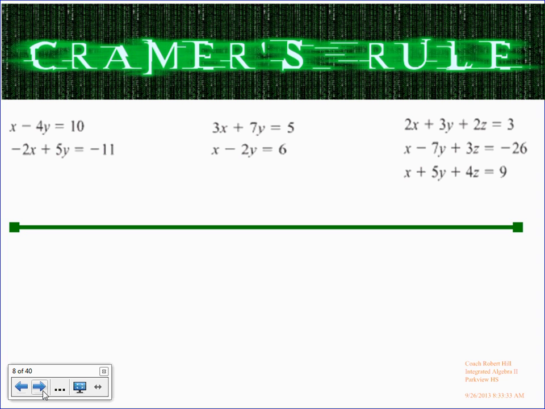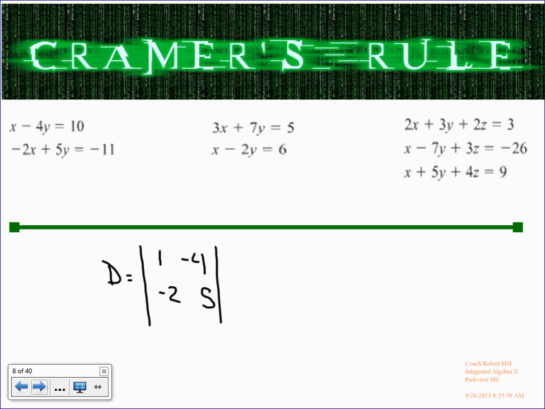When you do Cramer's rule, to do it, there's 3 matrices you have to set up. The first matrix you have to set up is a denominator matrix, and you get that from your coefficients. So what would that be? 1, -4, -2, 5. Remember, when we call out matrices, we always call out row by column.